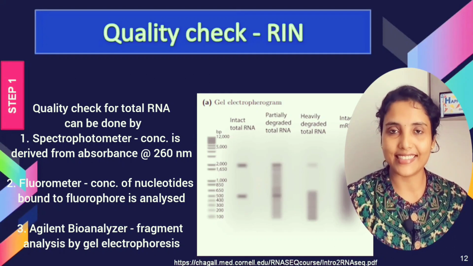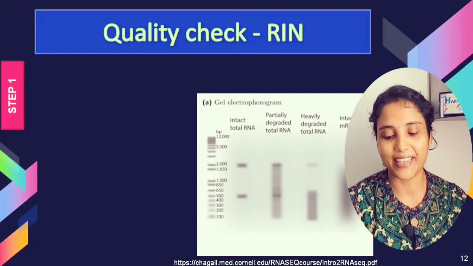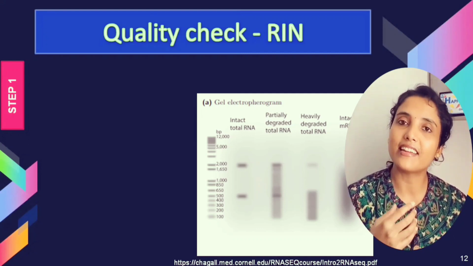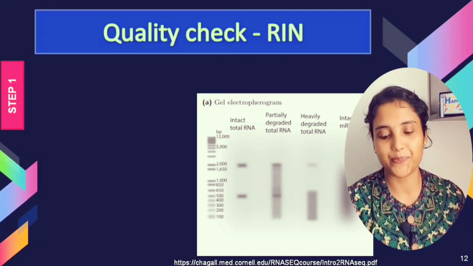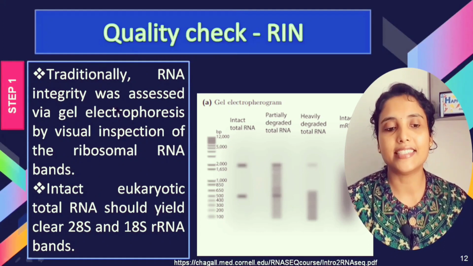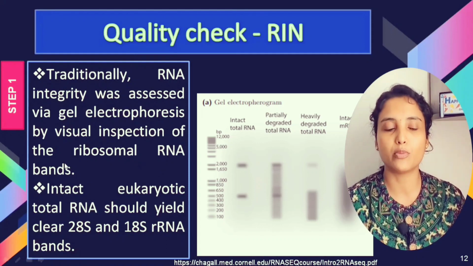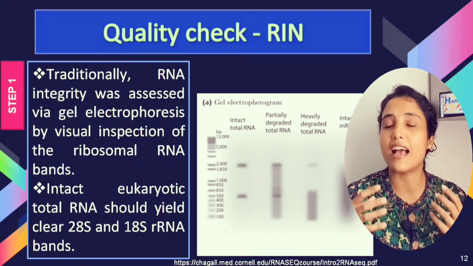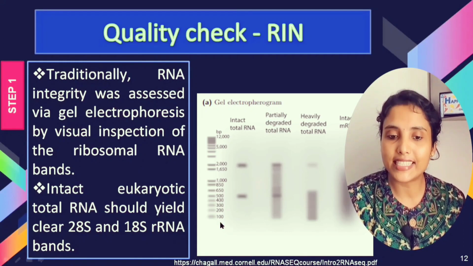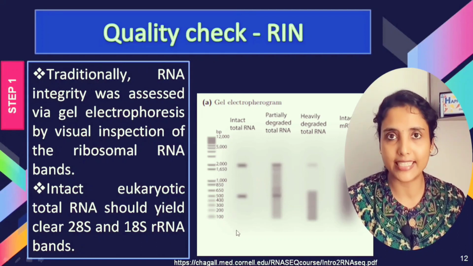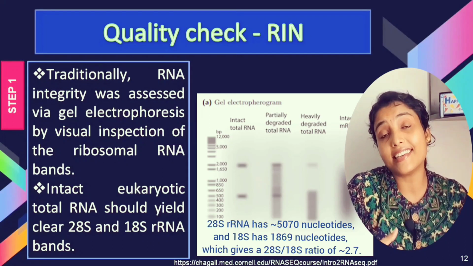Under that, let's see what is something called the RNA Integrity Number. That is a parameter that can help us understand the quality of the total RNA that you have just isolated. Traditionally, RNA integrity was assessed via gel electrophoresis, that is by visual inspection of the ribosomal RNA bands. You know that total RNA will have rRNA, and when you analyze the gel, in case you get two intact bands corresponding to 28S and 18S rRNA, that means the integrity of your total RNA is retained.